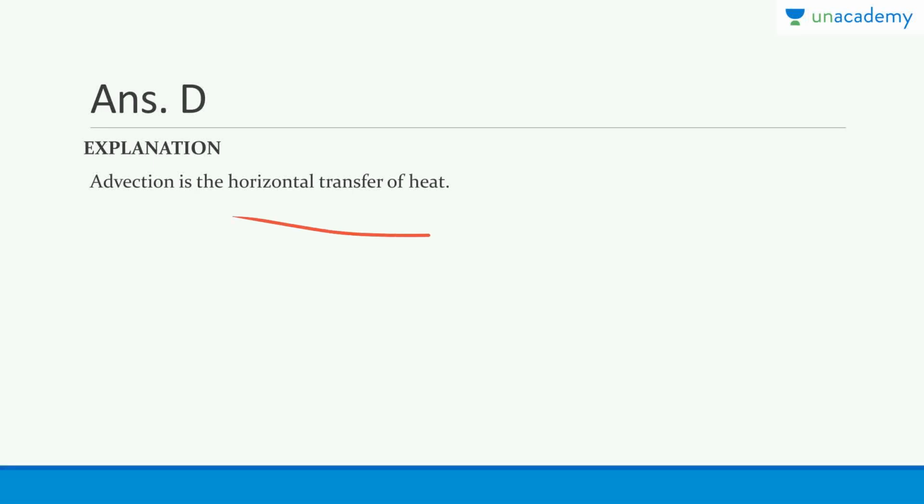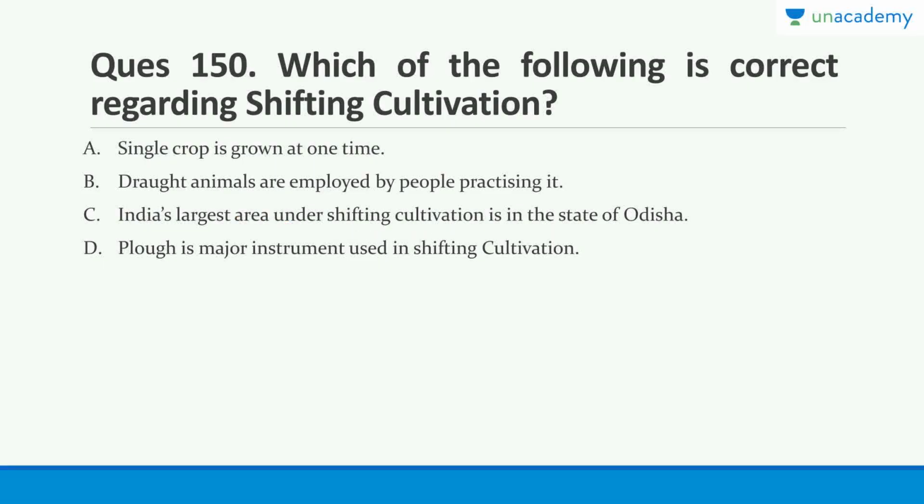And last question for this is, which of the following is correct regarding shifting cultivation? So shifting cultivation, here answer is C, that is India's largest area under shifting cultivation is in the state of Odisha. So answer is C.